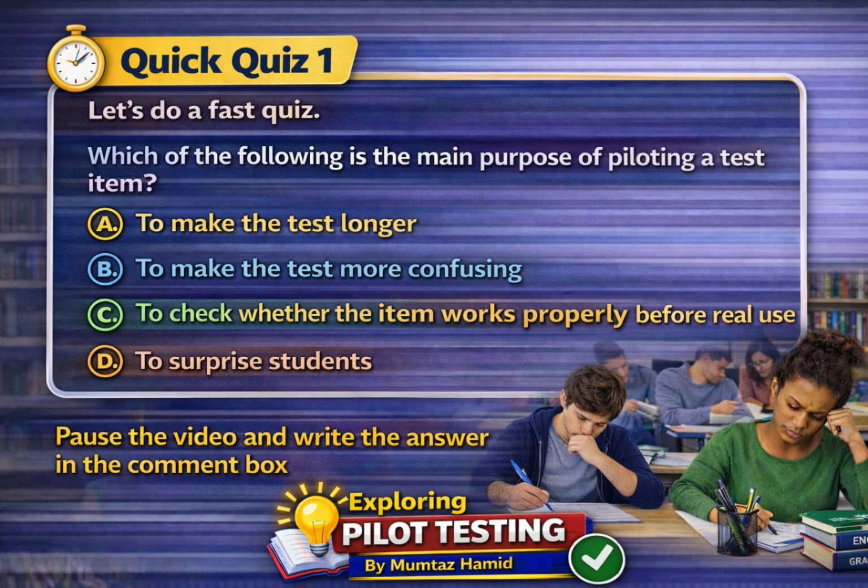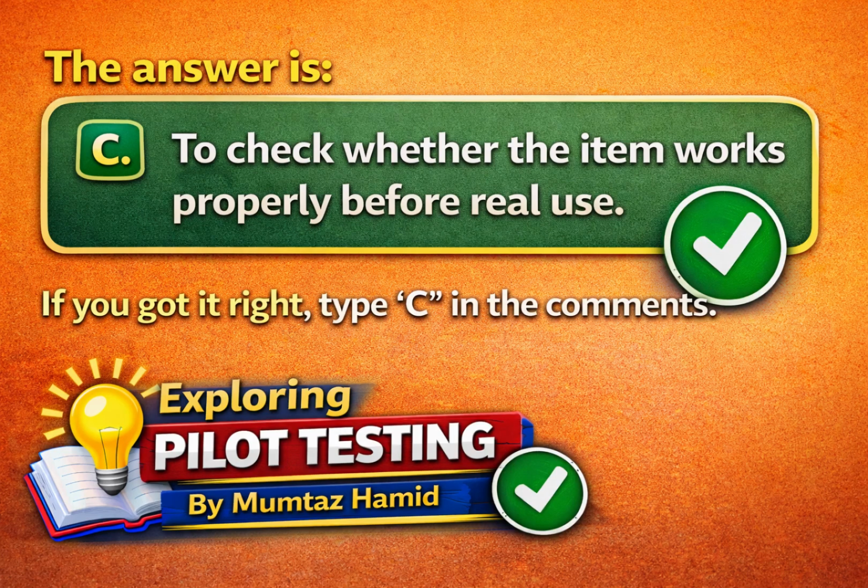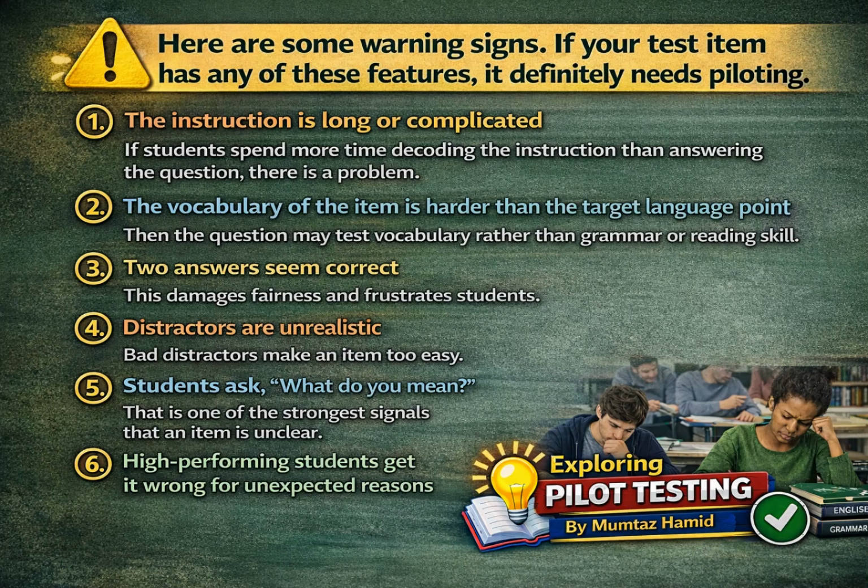To make the test more confusing. C. To check whether the item works properly before real use. D. To surprise students. Pause the video and write the answer in the comment box. The answer is C. To check whether the item works properly before real use. If you got it right, type C in the comments.